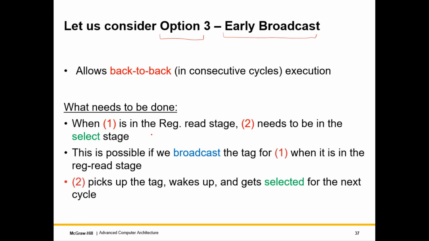So, what needs to be done? When instruction 1 is in the register read stage, 2 needs to be in the select stage. This is possible if you broadcast the tag for 1 when it is in the register read stage. 2 will simply pick up the tag, wake up, and get selected for the next cycle. That is all it is going to do, which is anyway what we want.